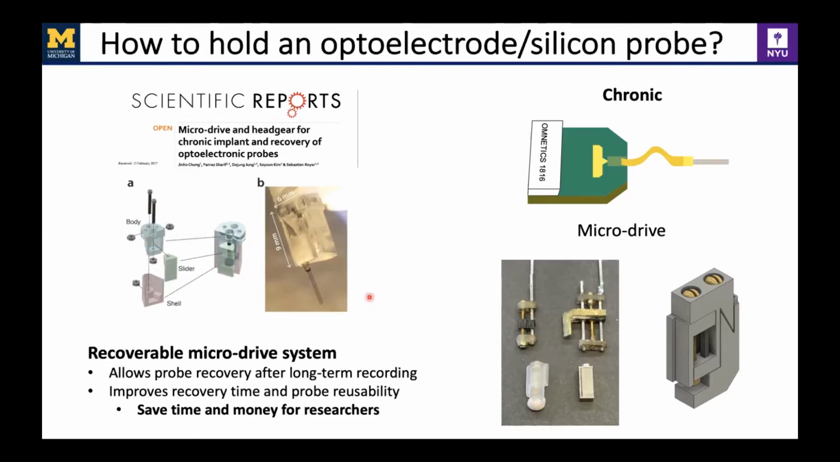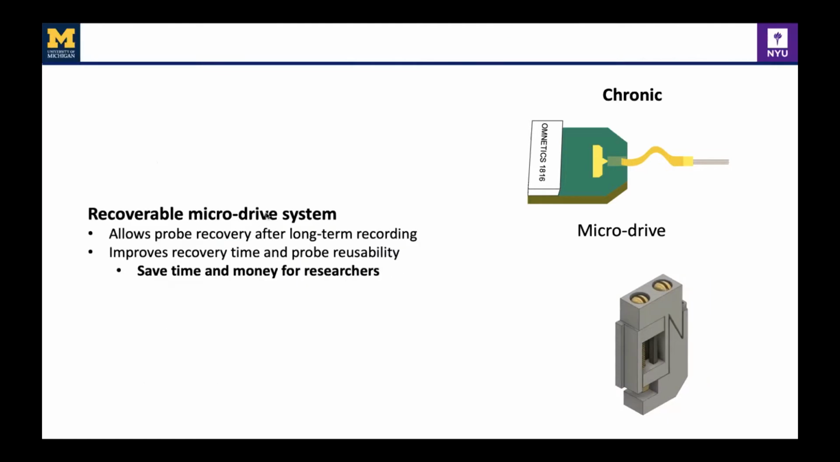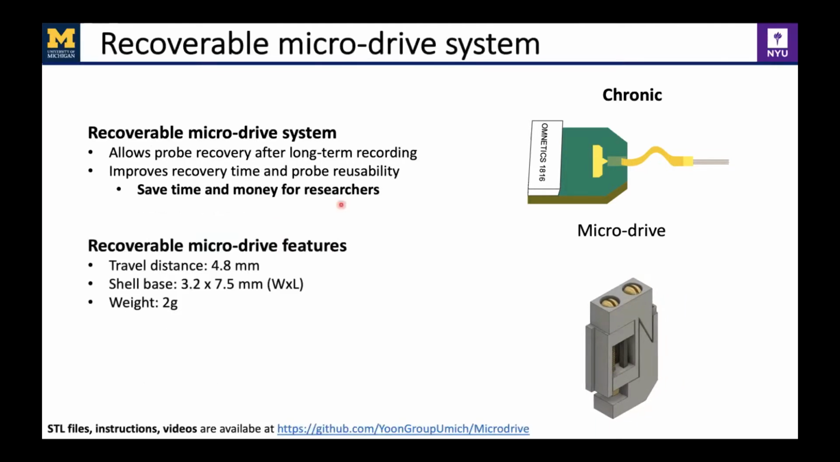So basically, these recoverable microdrive systems allow probe recovery after a long-term recording, which improves recovery time and probe reusability. And this will save time and money for researchers. For that original design, we made multiple modifications, but overall, the microdrive that is available at Professor Yoon's GitHub page has a 4.8 millimeter travel distance. So this arm can move almost 5 millimeters down, and it weighs less than 2 grams.